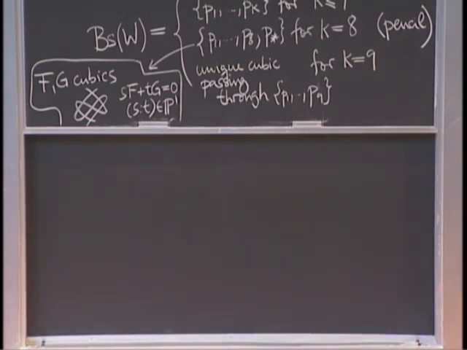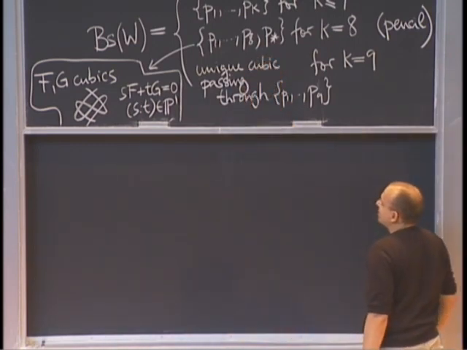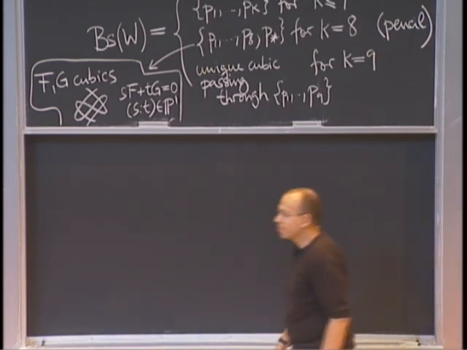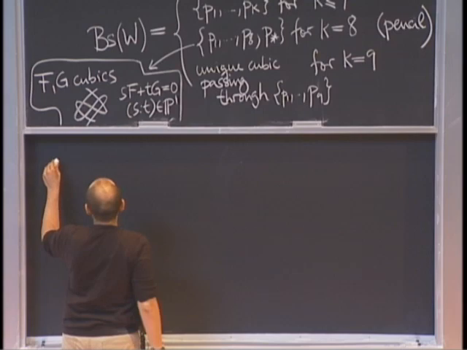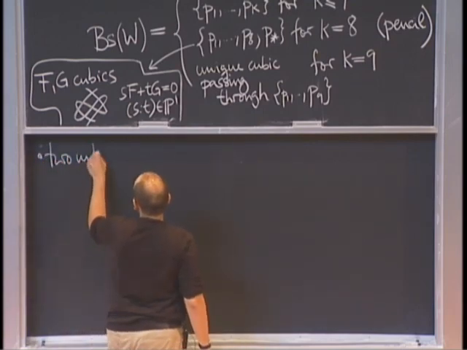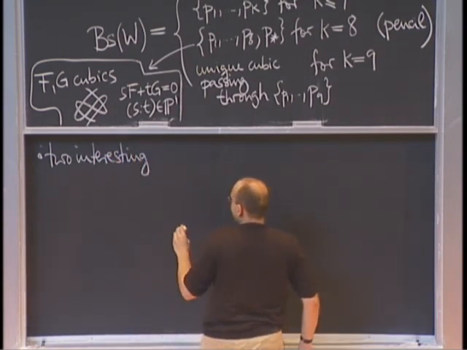There's just two interesting special cases here. I mean, this is certainly the most interesting case, the 8 and 9 points. But k equals 6 is a pretty interesting case too. It's a very classical example. So cubics passing through 6 general points in the plane.